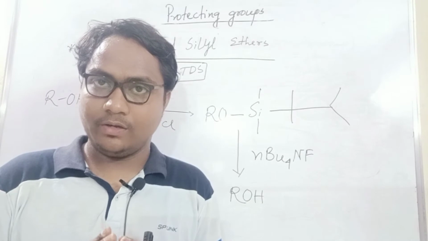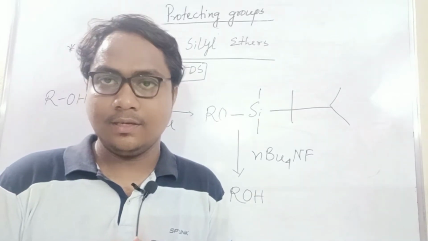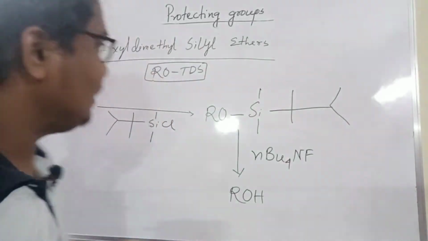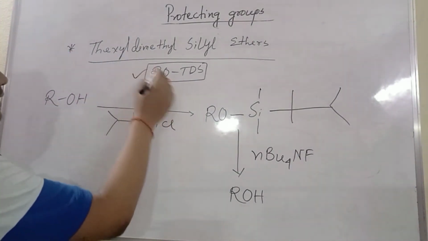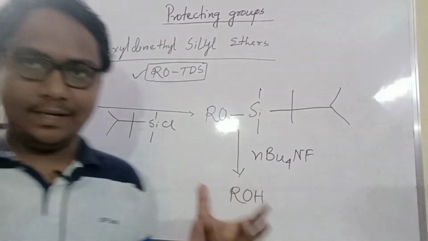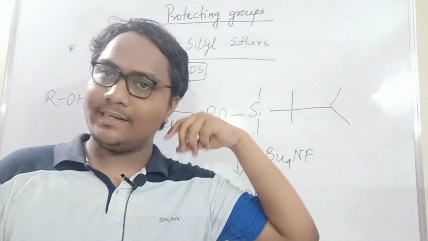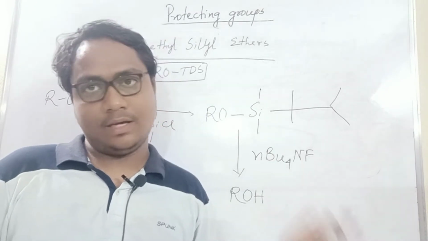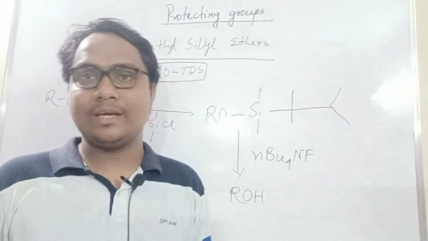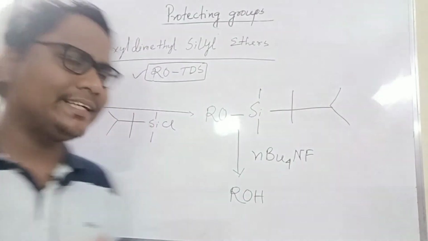Hi friends, now I will introduce another silyl group as a protecting group for OH. Here you see RO. It is called thexyl dimethyl silyl ether. It is not common, but sometimes people confuse it with the previous TBDMS. It is like that, but sometimes you will confuse why it is called TDS. TDS has a little bit of difference.